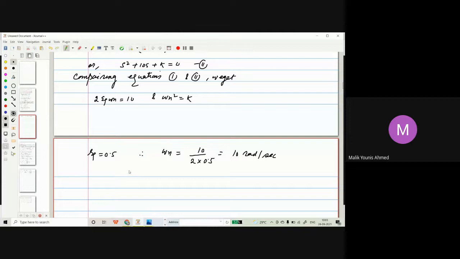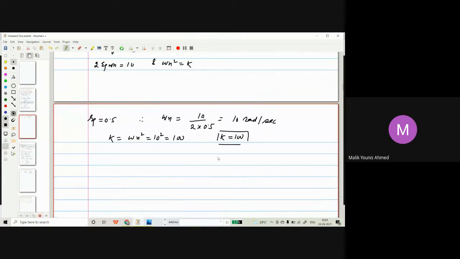Okay, that will be 10 radians per second. So omega is 10, so the value of k we can get: k is omega n square. So k is omega n square, that is 10 square, that will be 100. So the value of k we have also got, this is a constant value, 100. Okay. Now we can find other values.